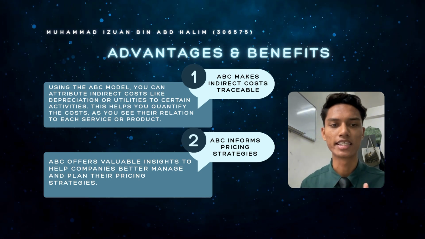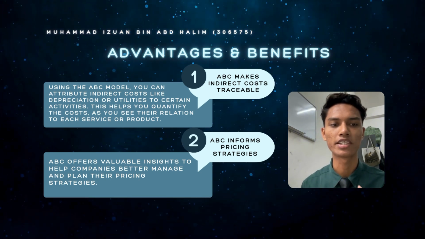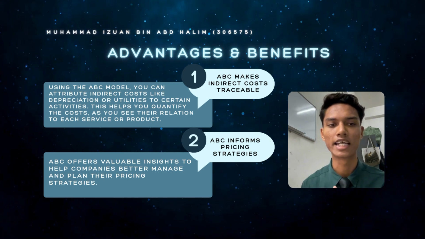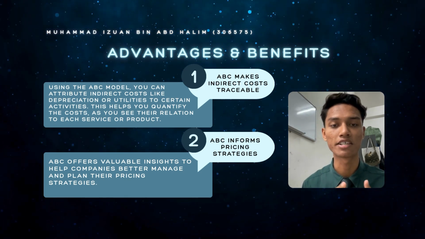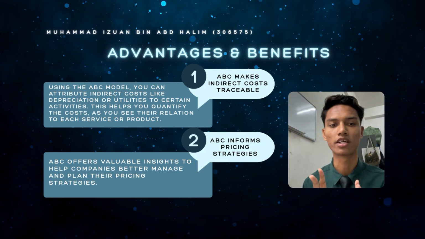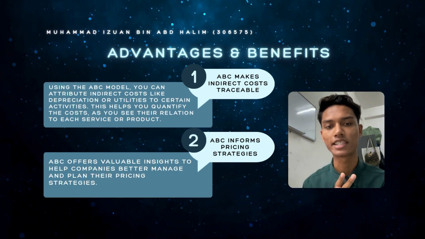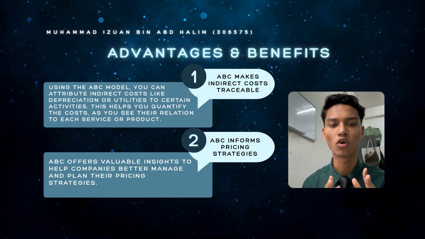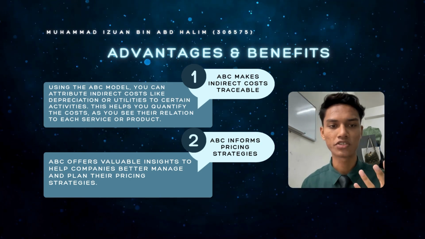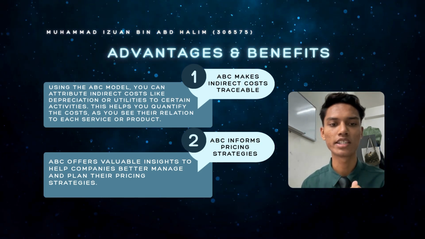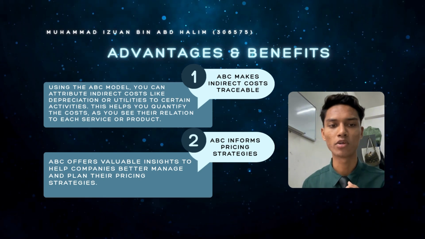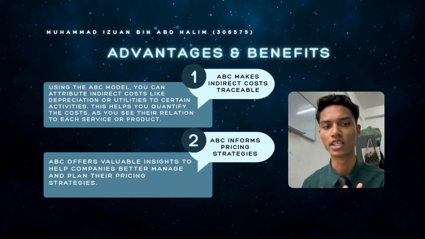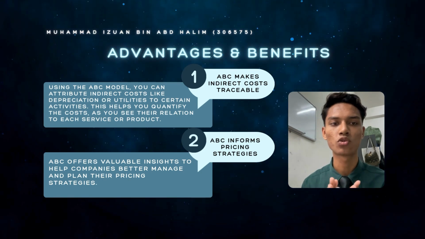ABC changes that. It tracks indirect costs to the specific activity that actually consumes them. For example, if you're spending a lot on electricity, ABC can help you see which activity is responsible. Let's say you have two products. Product A uses energy with an intensive machine, while product B is assembled by hand, or manually, with minimum equipment. Traditional costing might assign equal utility cost to both, but with the ABC model, you can trace most of the electric cost to product A, because that's where the actual usage happens.